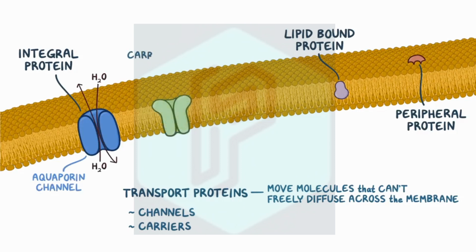In contrast, carriers are very specific. They have a special binding site that only allows a certain molecule to bind to it, and they also have gates at both ends, which open sequentially. One example of a carrier protein is the glucose transporter called GLUT4. By default, the transporter is open to the outside, waiting for a glucose molecule to float by.